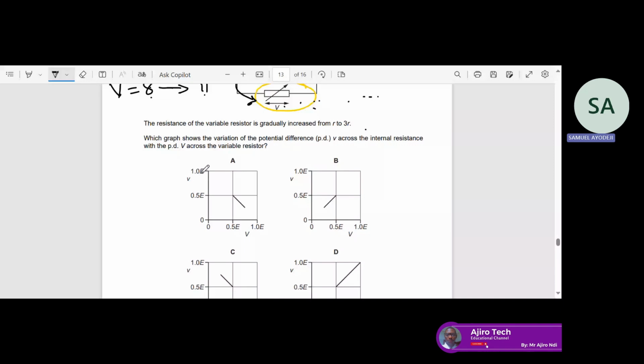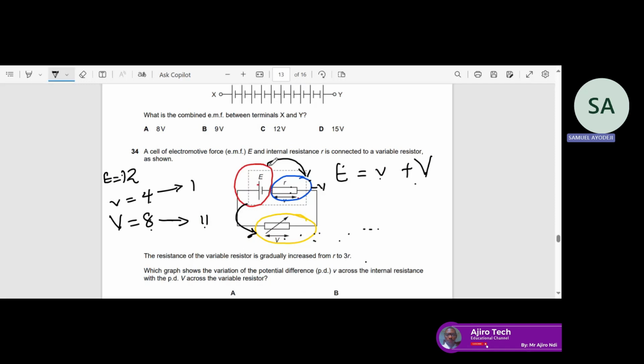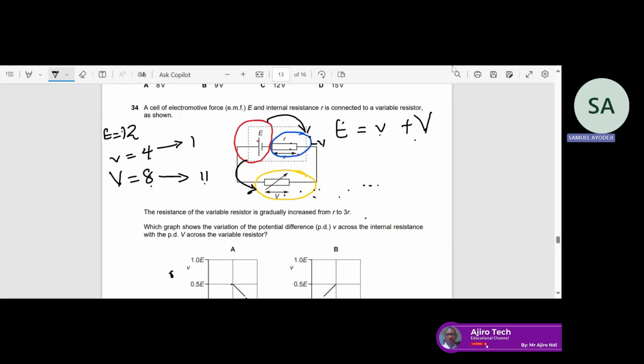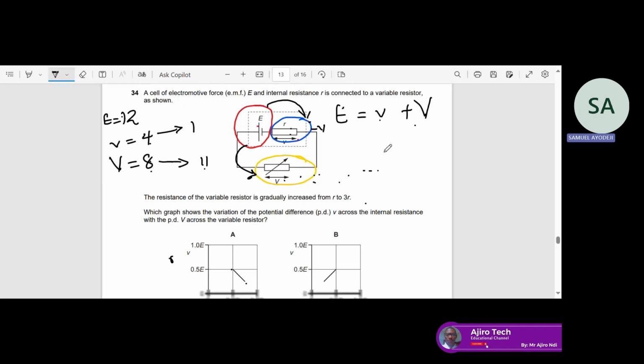Now if this one increases, let's see. The internal resistance is in small letter r, and this is a capital R now. So internal resistance decreases from here to here. This also increases. That's correct. V increases. This is correct. This looks correct now. A looks correct too. But let's go and see the others. So A looks correct now.